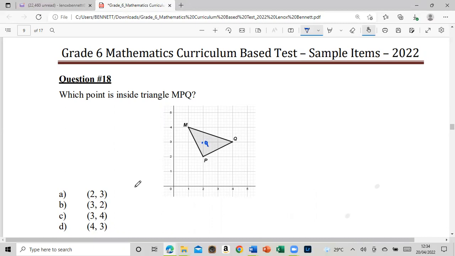Let us identify the others. All right, so we're going to call this point here. (3, 2) would be right here, so that's outside. (3, 4) is up here, and (4, 3) would be right here, so it's on the triangle. So inside would be A.